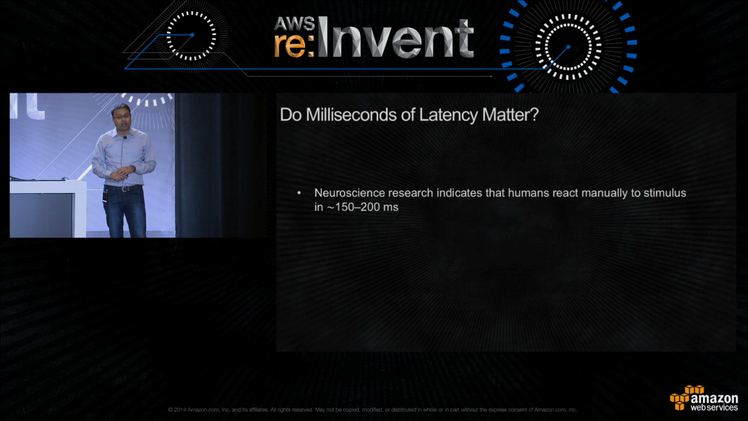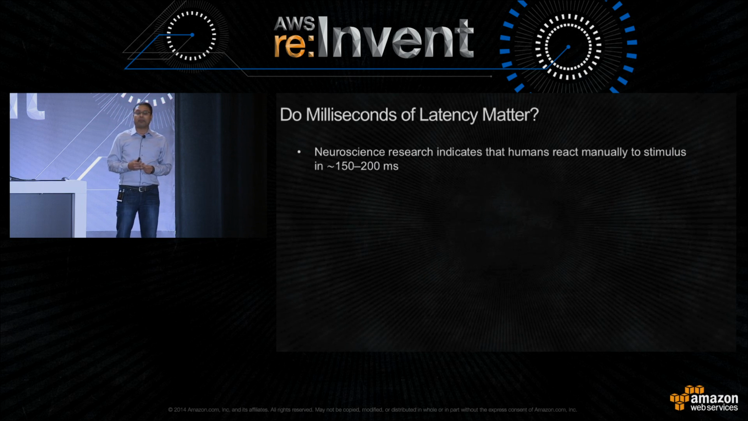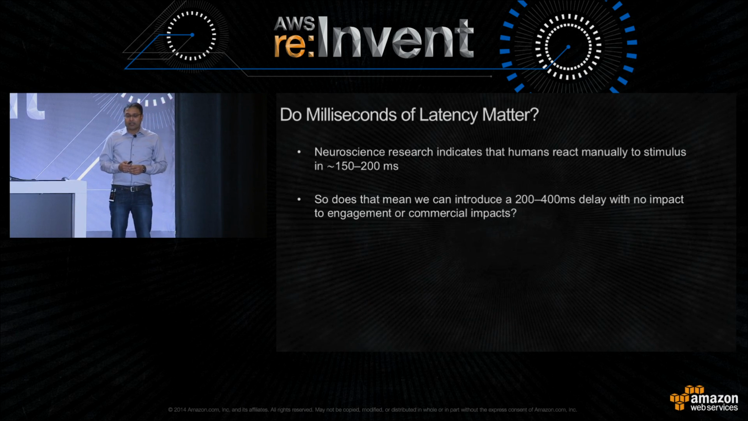There's also neuroscience research that has happened in this area. In fact, they've figured out that humans typically react to visual stimuli in about 150 to 200 milliseconds. Okay, there's lots of research in that area as well. Now, what does that mean? Does that mean we have about 200 to 400 milliseconds to play with? Well, that's great. Let's go home and let's actually make our applications slower by 200 milliseconds. That gives you a lot of capability to add more features in.